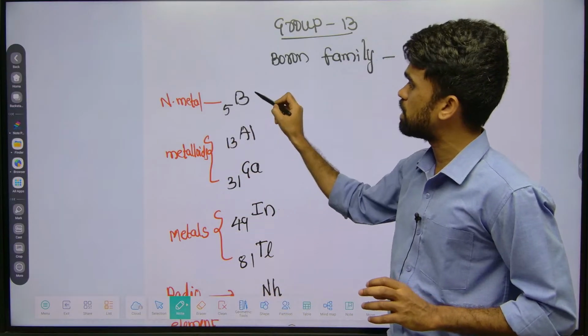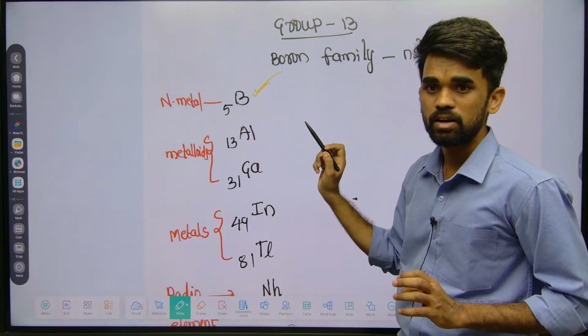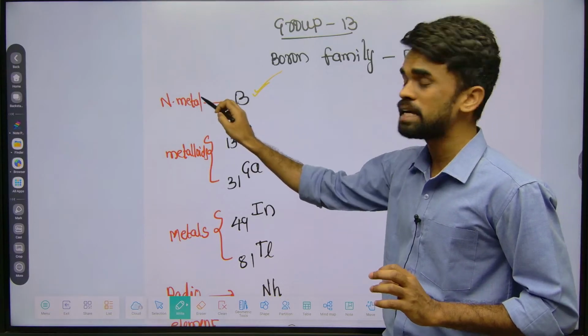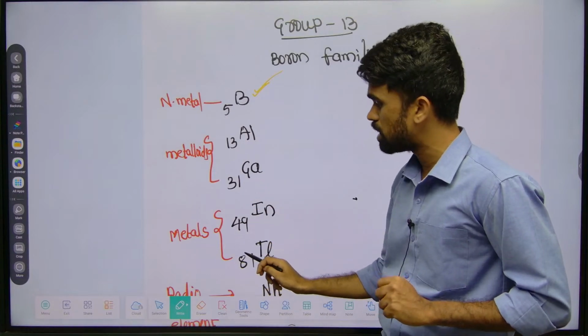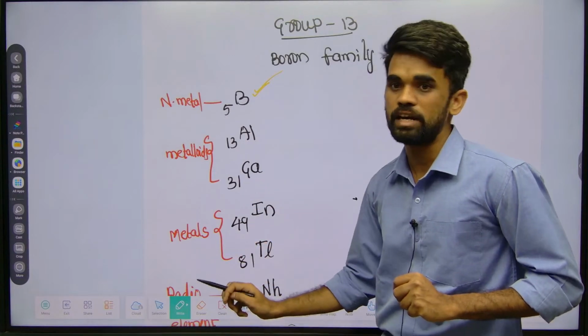So the first one, what is that first one? Non-metal. Boron is a non-metal. Next 2 elements are metalloids. Next 2 elements are metals. And the last one is a radioactive element.